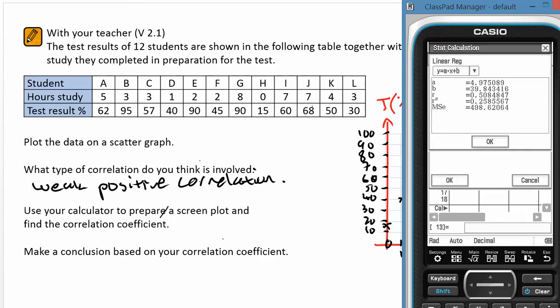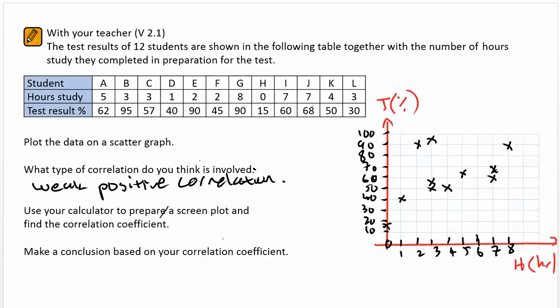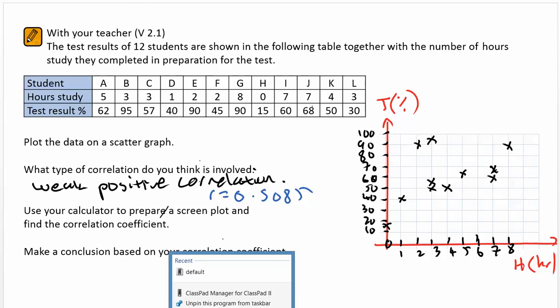And then OK, you can see here, if I wanted to record the graph, y is equal to 4.98x plus 39.84. My r figure, 0.5085. And that confirms my original hunch there that the linear regression shows a weak positive correlation, 0.5085.